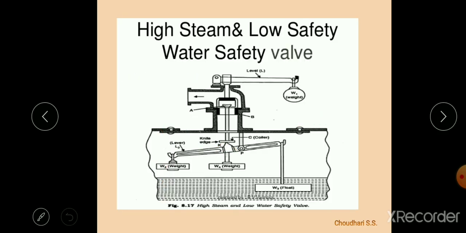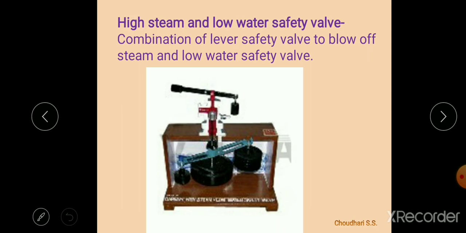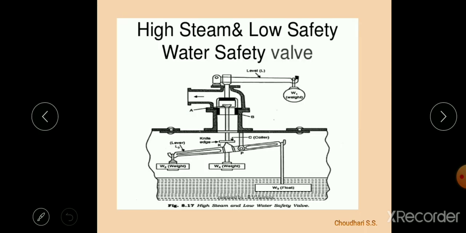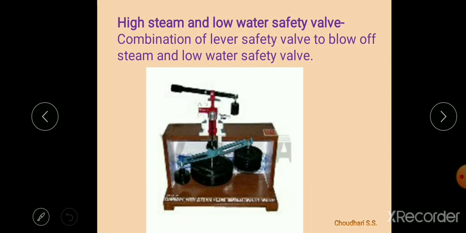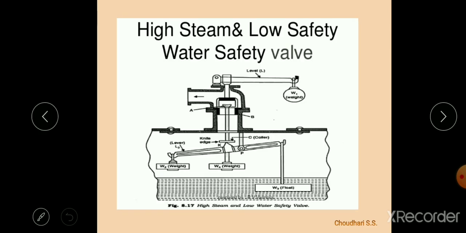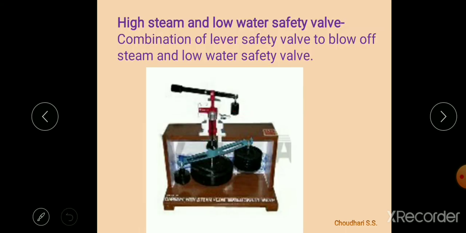Next we consider the high steam and low water safety valve. This is a combination of the lever safety valve, which we already considered, and at the same time a low water safety valve is provided. Initially in its housing, the lever safety valve is provided, and at the central point the water safety valve is provided. You can see here the water safety valve is provided.